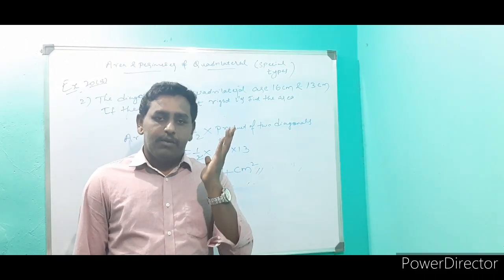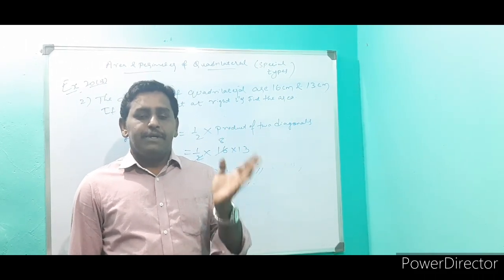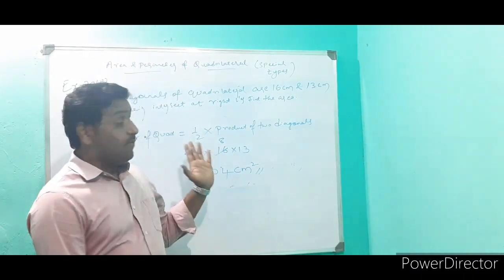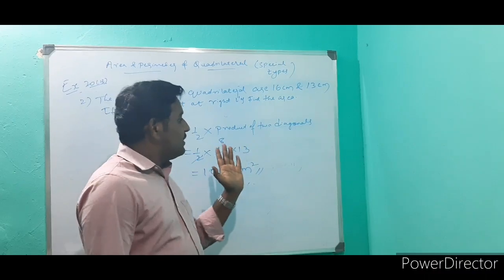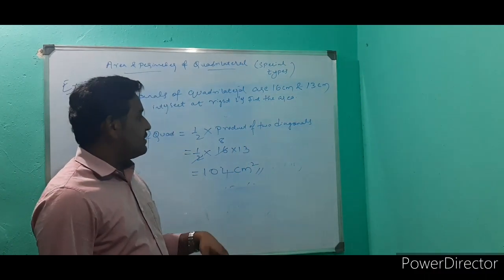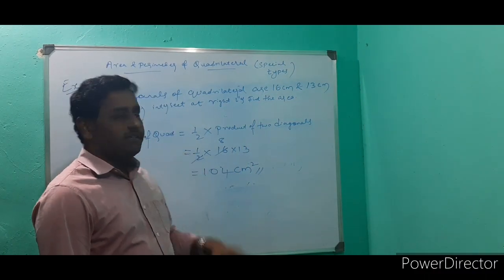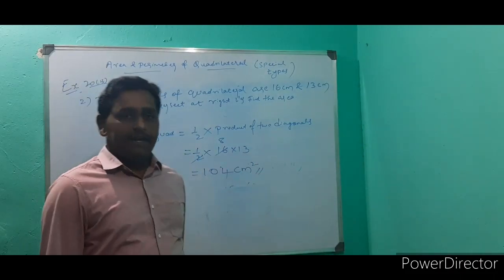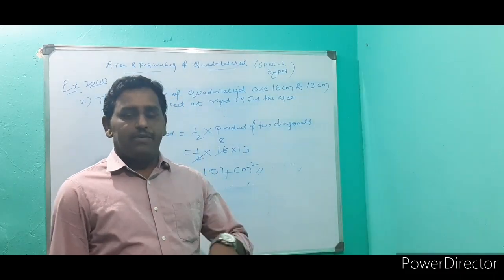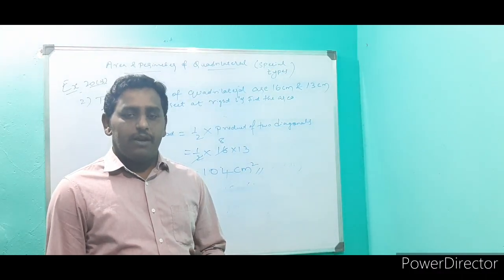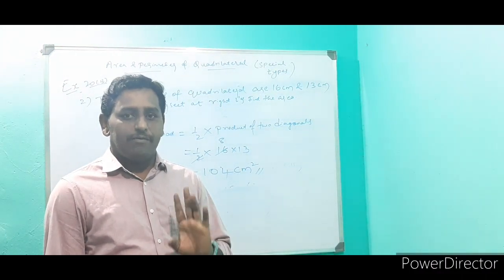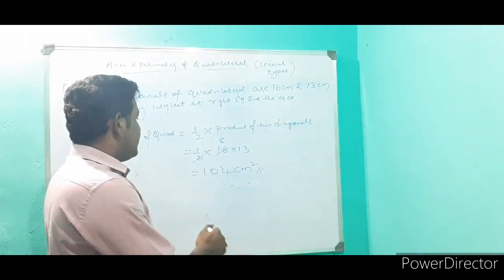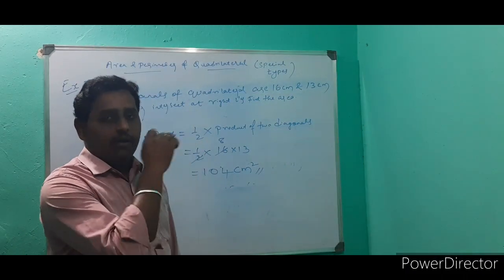So if they are given one diagonal and perpendiculars, how to find area of quadrilateral? Half into diagonal into sum of the perpendiculars of the other two vertices, as I showed in the first problem. When they are given two diagonals, area of quadrilateral is half into product of two diagonals, this is the second problem. In this way we find the area of quadrilateral using two different formulas. If they are asking to find perimeter, we just add all the four sides of the quadrilateral.